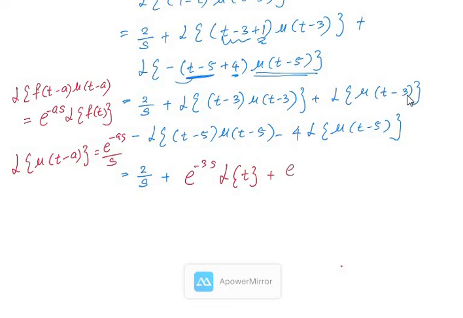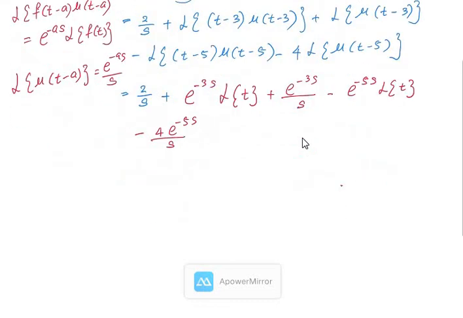So exponent negative 3s over s. And this part we get minus exponent negative 5s Laplace transform of t. And then minus, with the last part, you have 4 exponent negative 5s divided by s. Then now we can simplify. You have 2 over s plus exponent negative 3s over s, okay, this is Laplace transform of t.